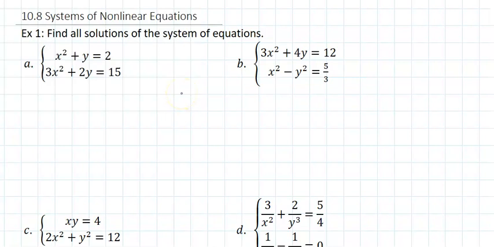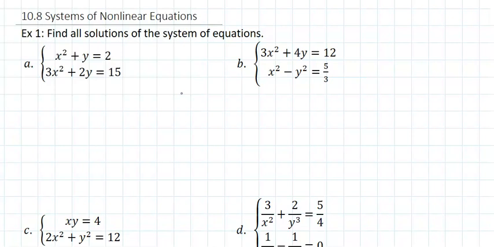Section 10.8 deals with systems of nonlinear equations. So those are two parabolas, a parabola and a circle, a parabola and a hyperbola. We're going to graph all of those later on in chapter 11. For now, we're going to do the algebra of this. So a couple of ways you could do those.